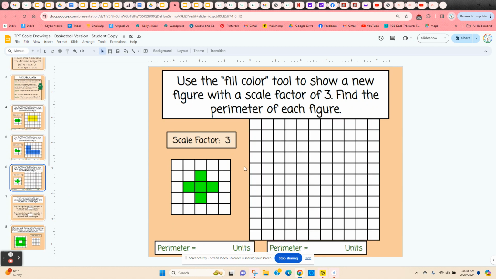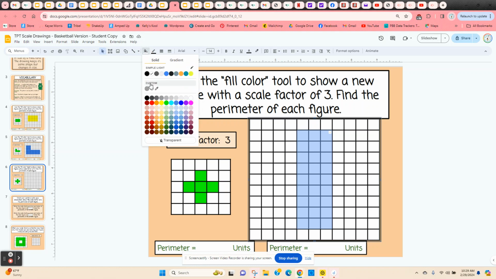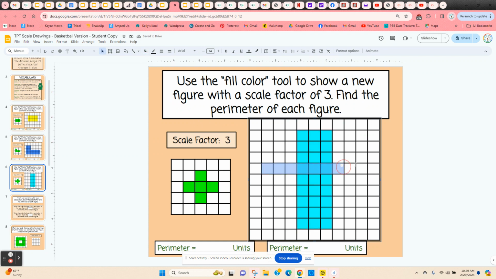The next one's a little bit more difficult. You might want to do this one with the students. So this one, we're scaling up by a scale factor of 3. Again, they can only do a rectangle at a time. You might do part of this with the students and then let them finish on their own. The perimeter of the smaller figure is 12 units. The larger figure is going to be 12 times 3, or 36 units.